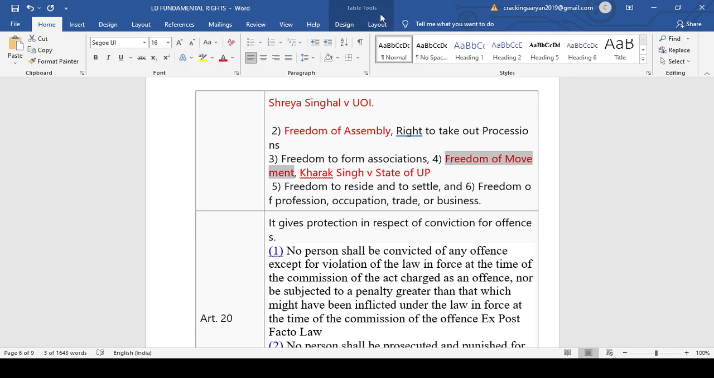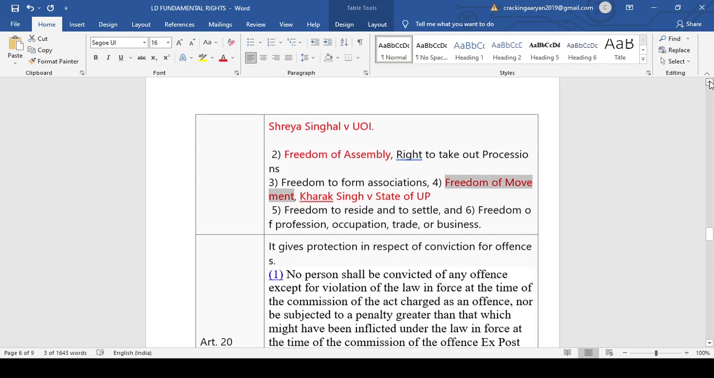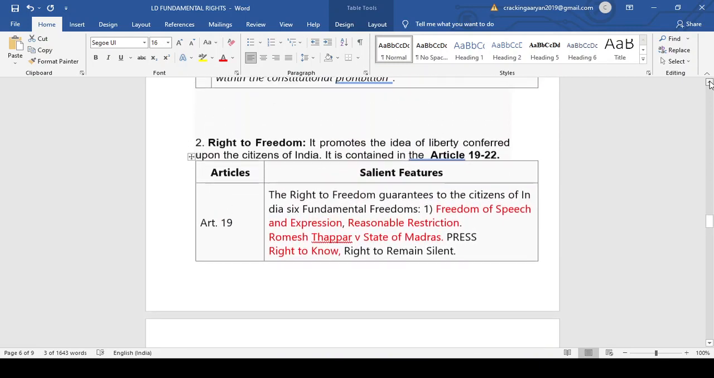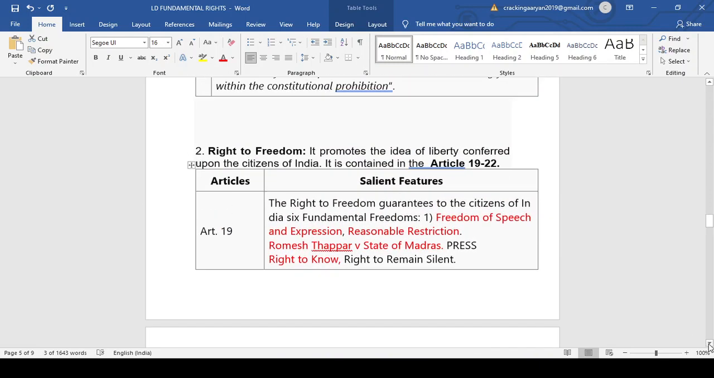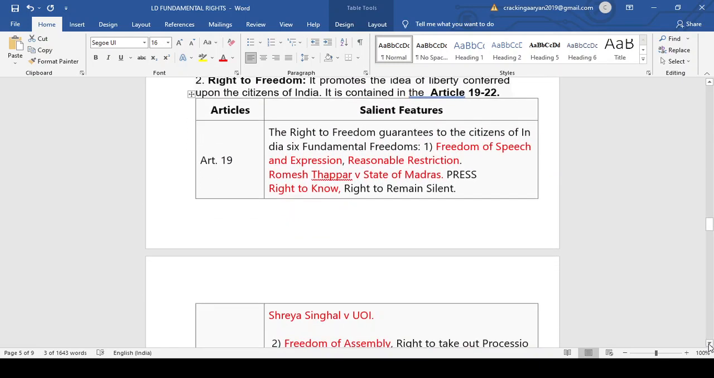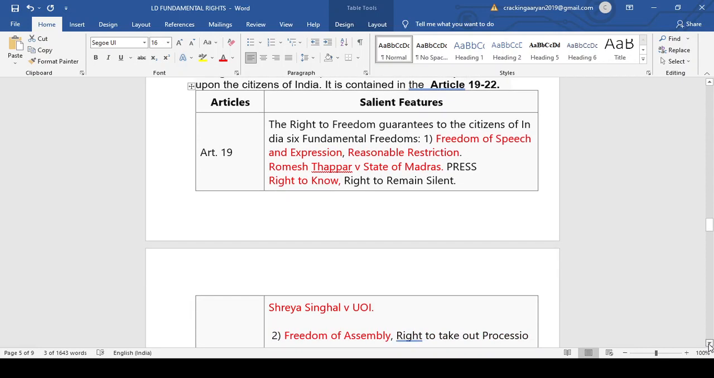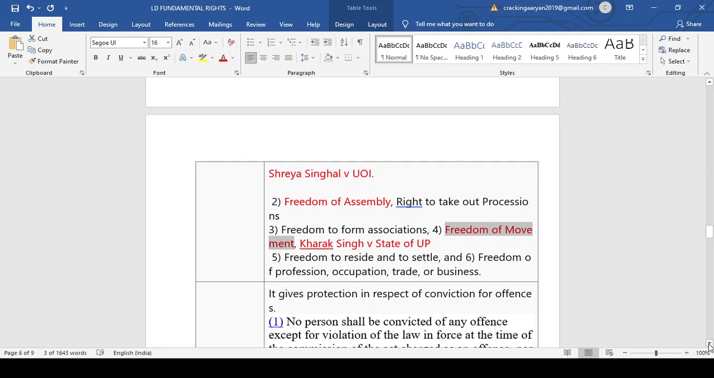So Article 19 is a very important article, the right to freedom, which talks about freedom of speech and expression with reasonable restrictions. Then we talk about Romesh Thappar v. State of Madras, the very famous judgment. Freedom of assembly, freedom to form associations, freedom of movement. We talk about Kharak Singh, the right of the police to surveil, in the surveillance topic. Freedom to reside and settle even in Jammu Kashmir, and freedom of profession, occupation, trade or business.